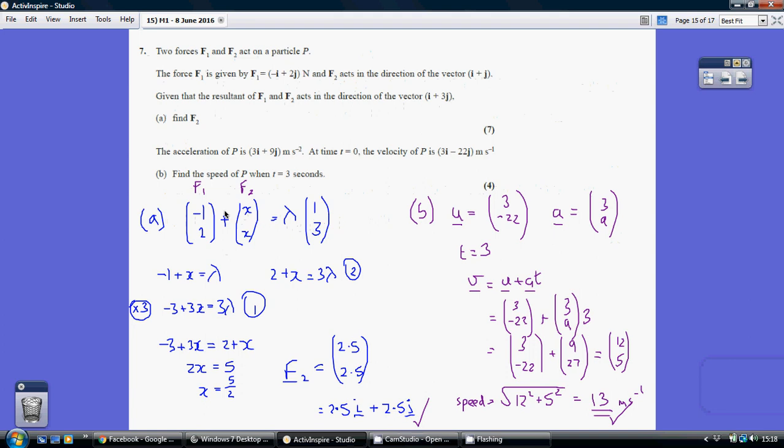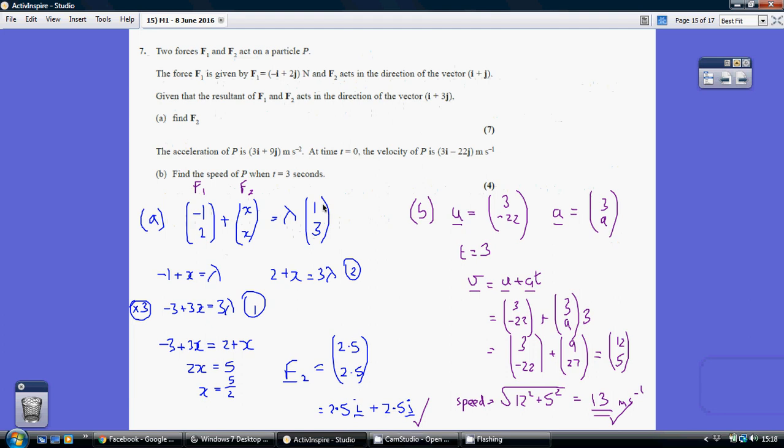We're saying that F1 added to F2 is in the same direction as the vector 1, 3, so it's a multiple of the vector 1, 3, and we also know that the force 2 on its own is in the direction of i + j, so for every one along we go one up, so we know the i and the j components of F2 are the same. So I can now generate a little simultaneous equation.